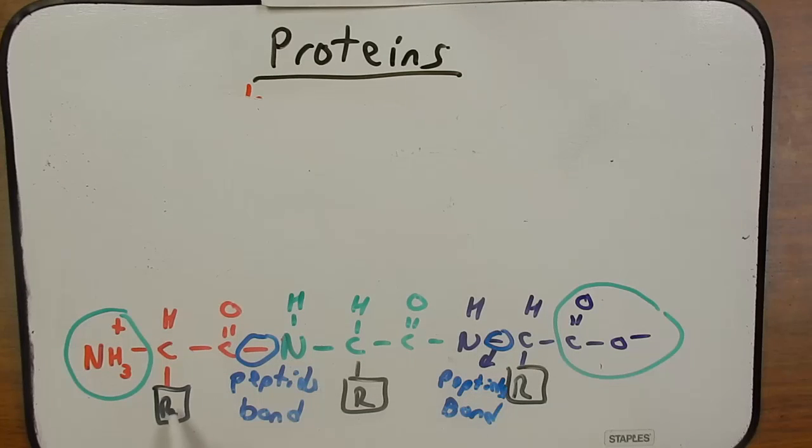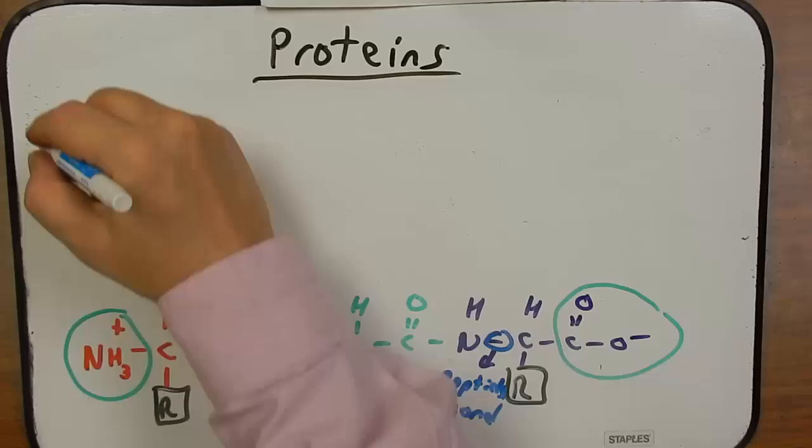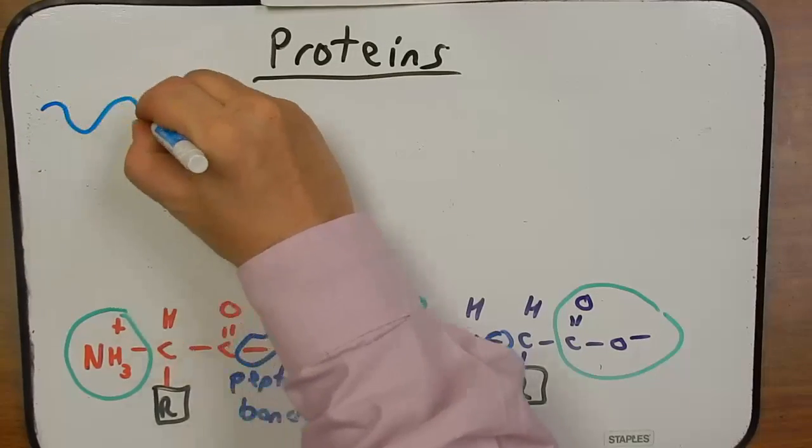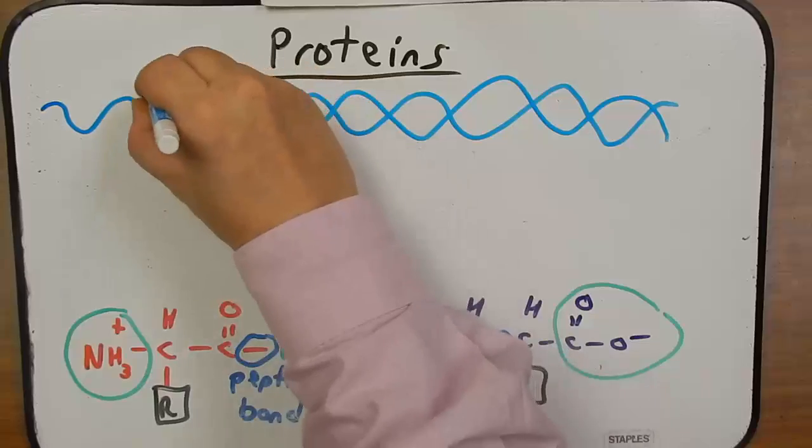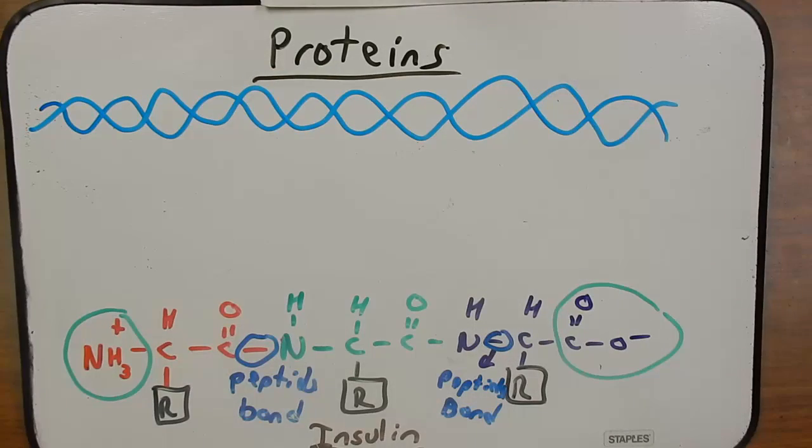Now, I want to talk about the variability of these proteins that are being formed. And let's just make up a protein. Let's say this is the beginning part of the protein insulin. So I'm going to write insulin down here. How does the cell know to make this very specific sequence for insulin? Ultimately, it comes from the fact that the DNA codes for it. The DNA determines which proteins are going to be made.